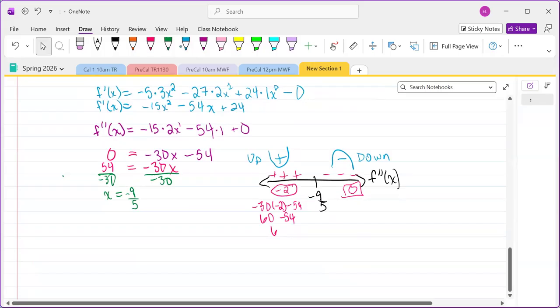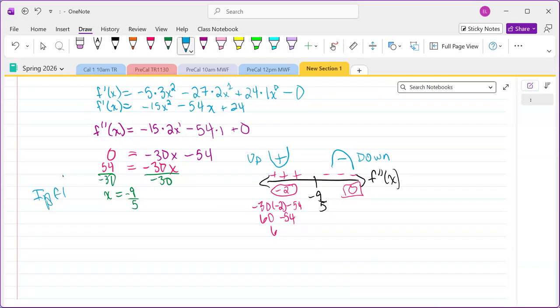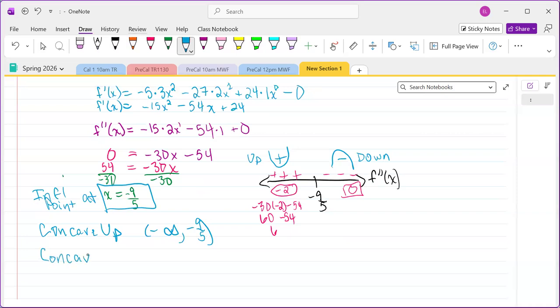So now we can answer the question. The inflection point is at x equals negative 9/5. And then we are concave up from negative infinity to negative 9/5, all with parentheses. And then concave down on the flip side from negative 9/5 to infinity.